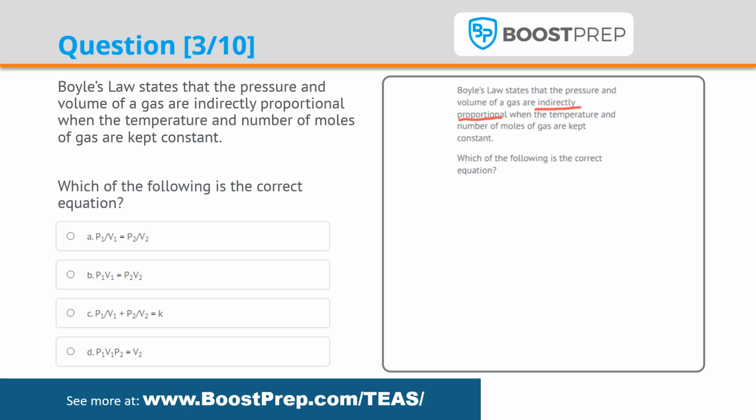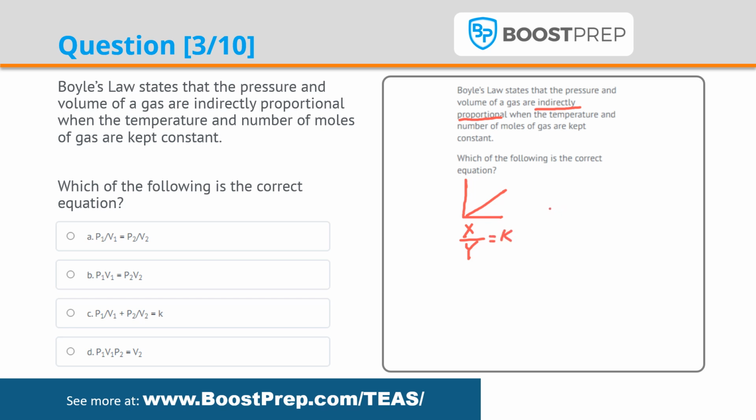There are 2 types of relationships that we can talk about, directly proportional and indirectly proportional. In a directly proportional relationship, you can see a graph of that looking like this. As x increases, y increases. An equation of that relationship may look like this: x over y equals a constant k.